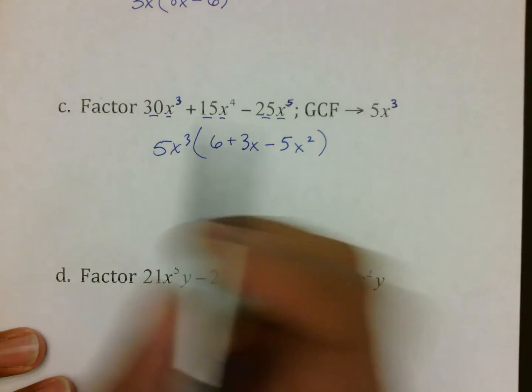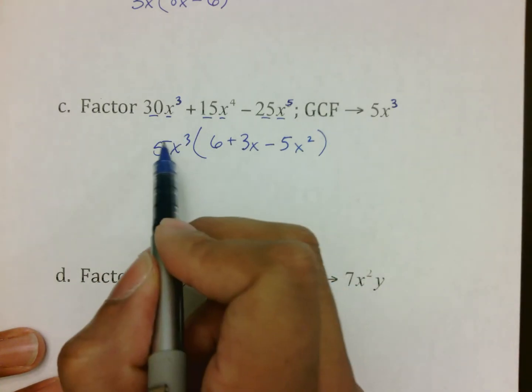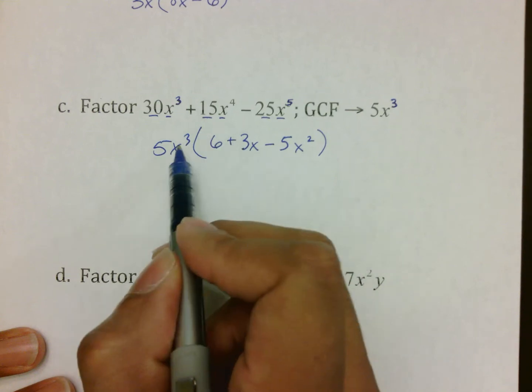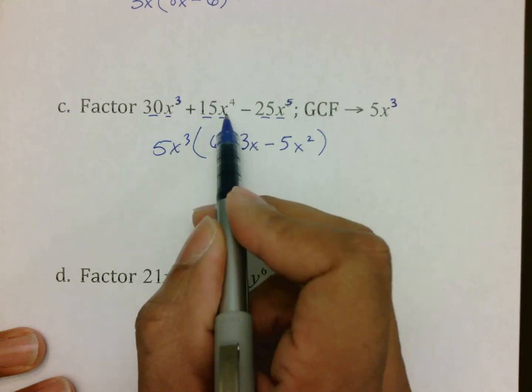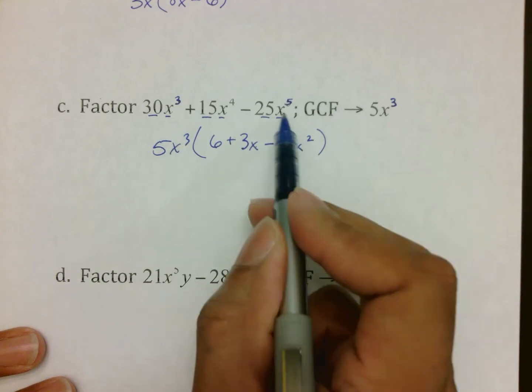And to undo it, now we check. 5 times 6 is 30. Yes, this does represent 3 x's. 5 times 3 is 15. 3 x's and 1 x make 4 x's. 5 times 5 is 25. 3 x's and 2 x's make 5 x's.